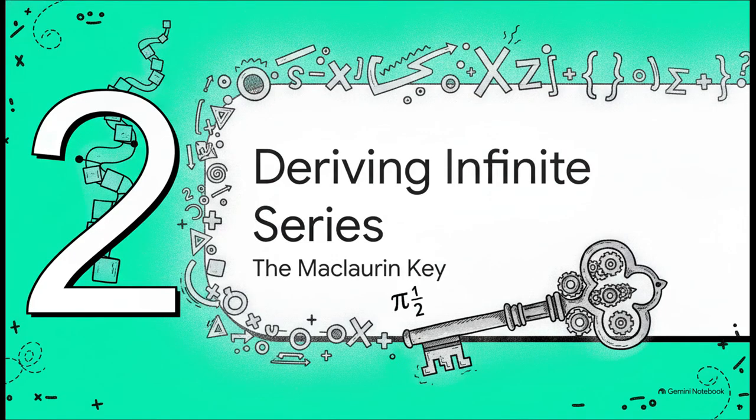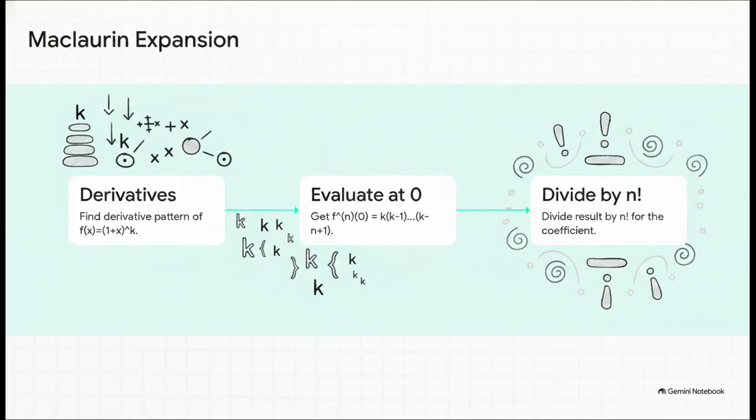Moving right along to part 2, deriving the infinite series, using what I like to call the Maclaurin key. So, to actually unlock these weird fractional and negative exponents, we need a very specific mathematical key, the Maclaurin series. This allows us to build a function directly from its derivatives at 0. Just look at how beautifully these terms build step by step.